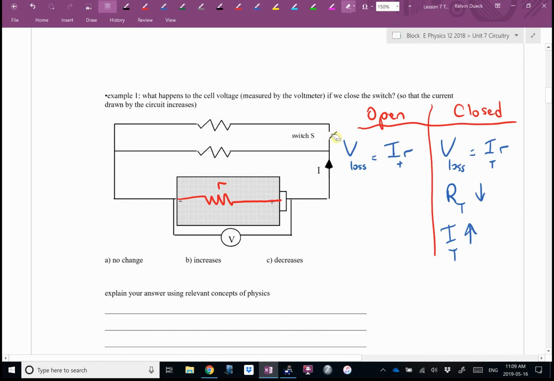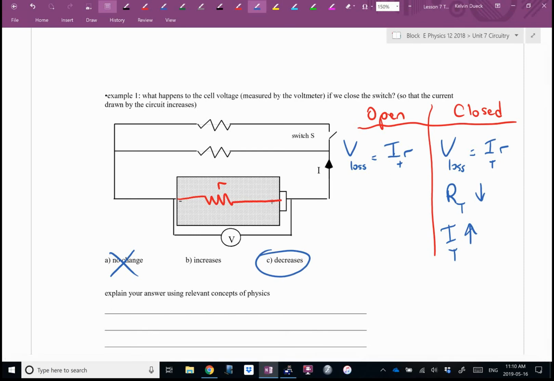And so strangely, when you close this switch, say this is a 1.5 volt battery, when the switch is open, you might be measuring 1.4 volts across this. When you close the switch, will you measure a higher voltage, the same, or a lower voltage? Not the same, because current has changed. You just said that this number gets bigger, which means this loss gets bigger. When you close the switch, now you might only measure 1.35 volts or 1.3 volts. You're losing more voltage traveling through the battery. So when you close the switch, the terminal voltage decreases.